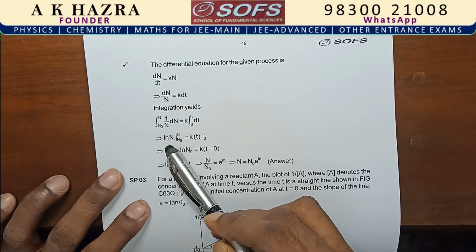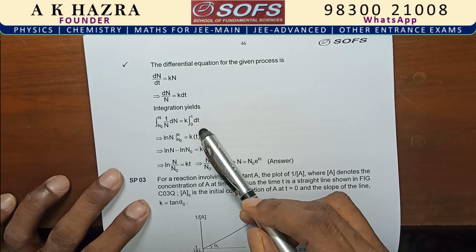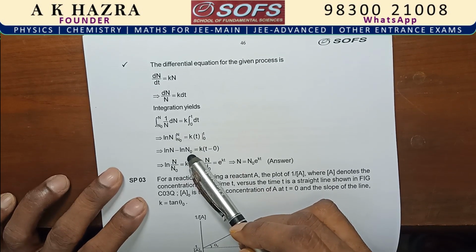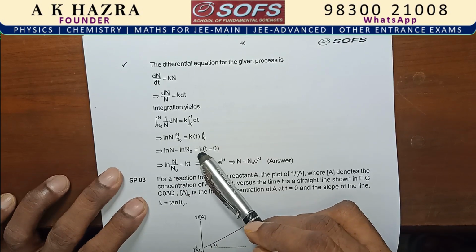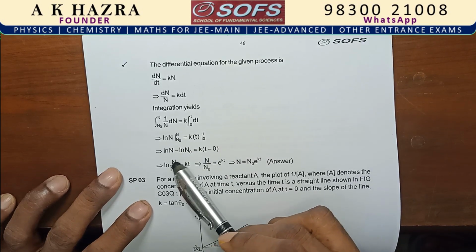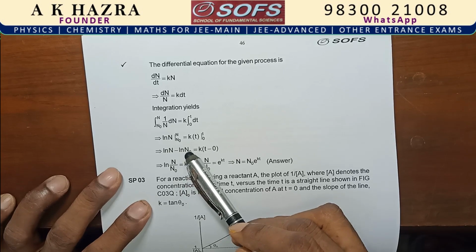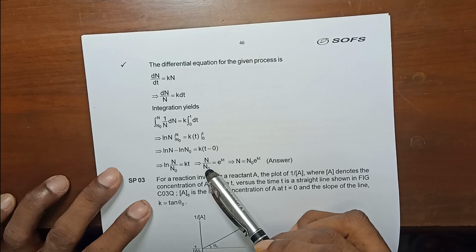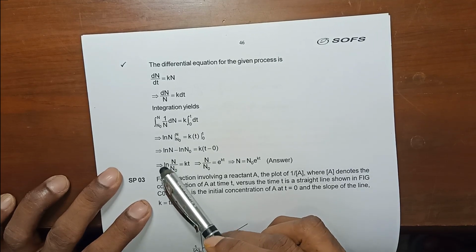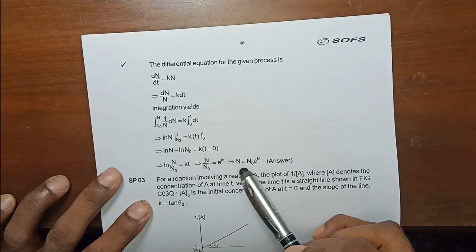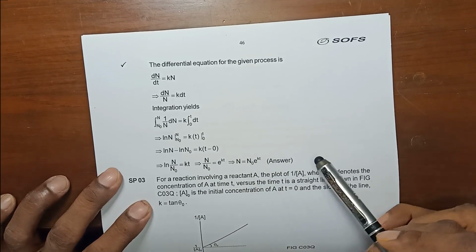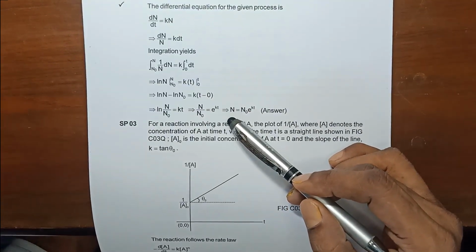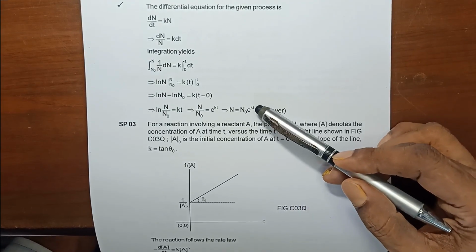Now integral of 1 by N dN is equal to ln N, upper limit, lower limit, and integration of dt is t, upper, lower. So ln N minus ln N naught, upper minus lower, is kt minus 0. So ln N minus ln N naught means what? ln(N by N naught) is equal to kt. So what is N by N naught? ln means log to the base e, so e to the power kt. So N is equal to N naught e to the power kt. This is the answer. This is the number of bacteria present in the solution at the moment of time t.